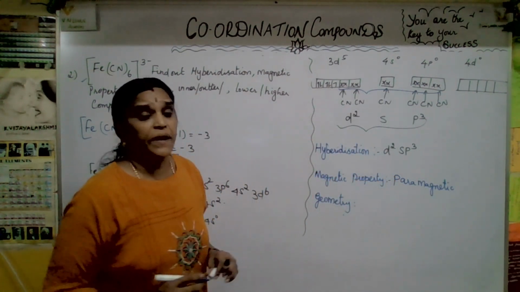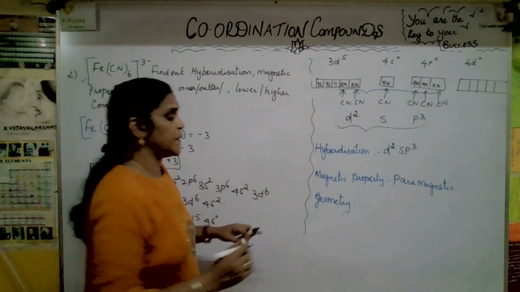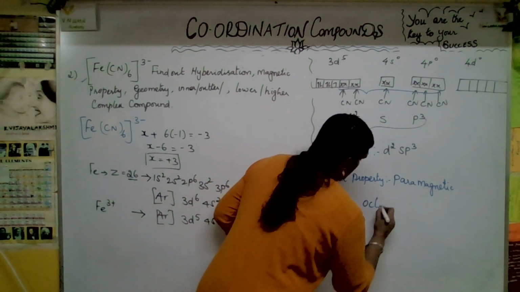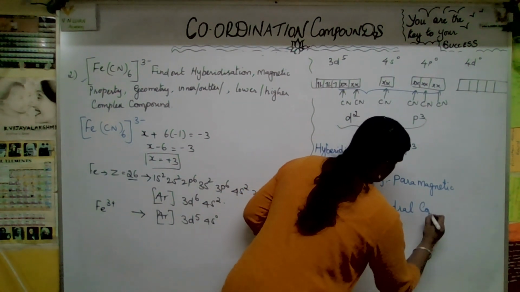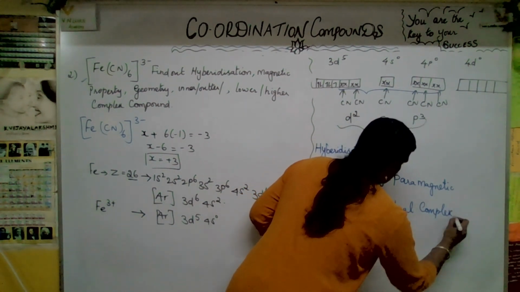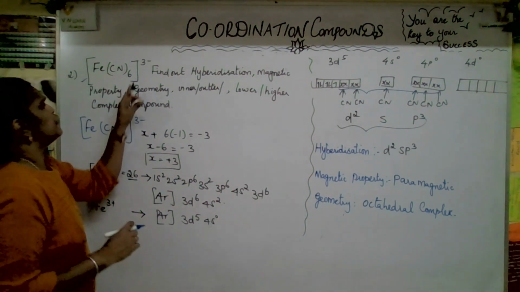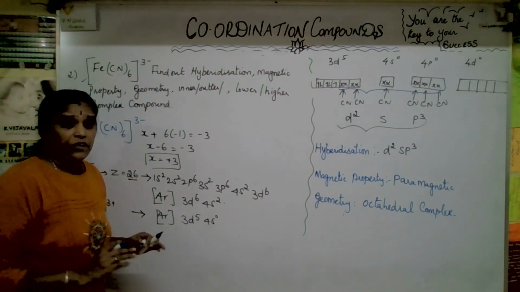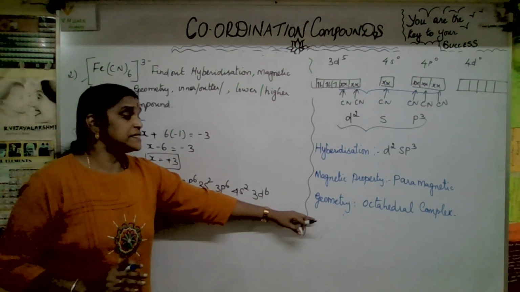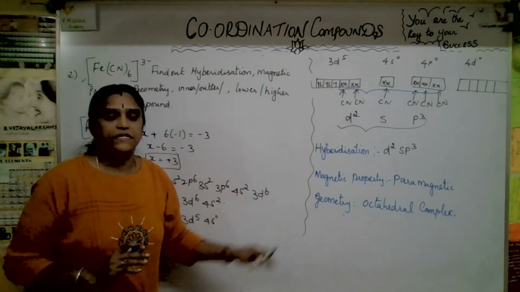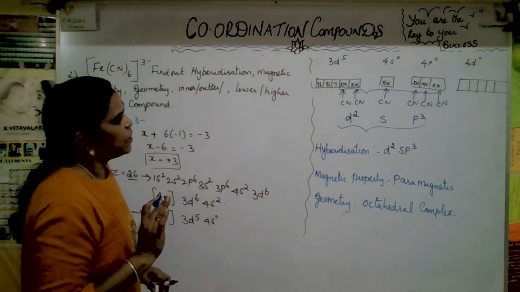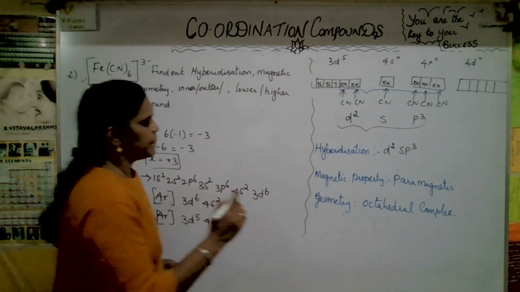Next one, geometry. This is an octahedral complex. See, naturally, if the coordination number is 4, it means tetrahedral or square planar. Whereas here, when 6 and above comes, it means it is octahedral. Okay, now the next one, Bohr magneton.